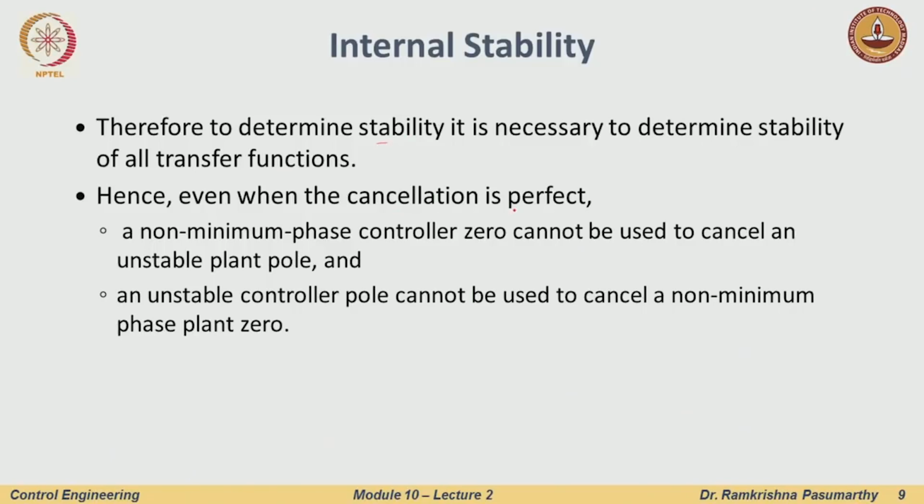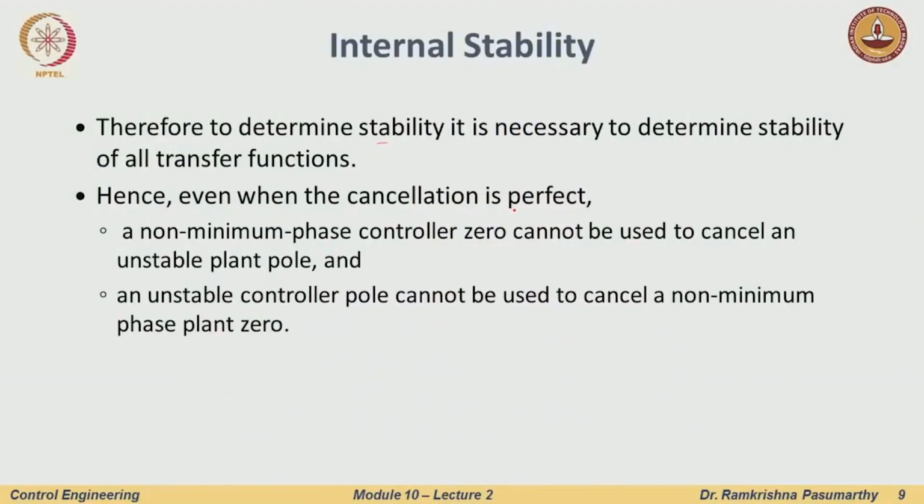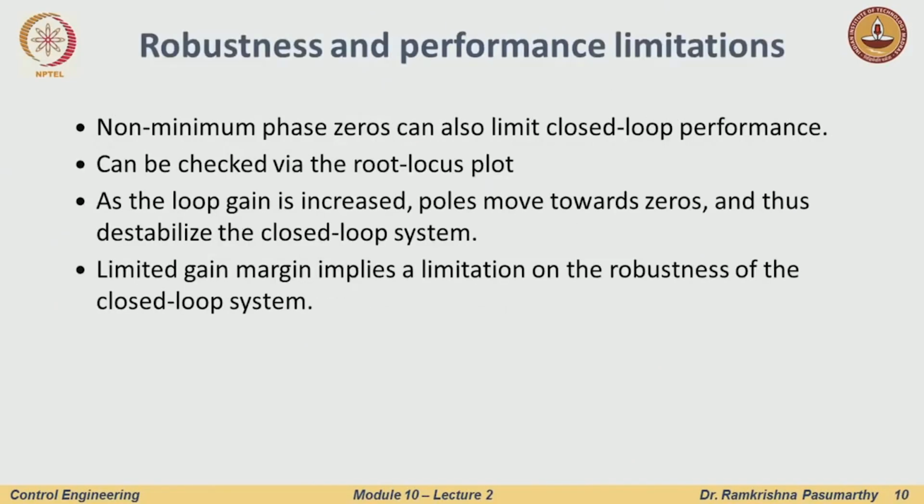So, even when there is a perfect cancellation, we should not just blindly say, oh, the unstable pole is cancelled by a 0 on the right half plane, so the system is stable. No. Even so, with the arguments in the previous slide, we just cannot do this. A non-minimum phase controller 0 cannot be used to cancel an unstable plant pole, and in the same way, an unstable controller pole cannot be used to cancel a non-minimum phase 0. Either way, we have to be very careful of these cancellations.